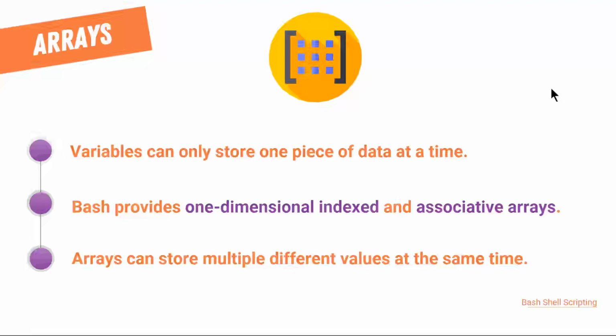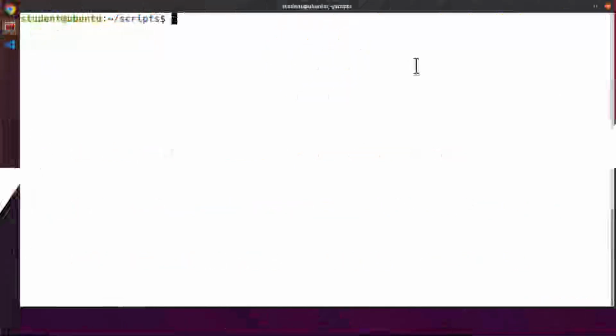Think of an array as a variable that stores multiple values within it. Arrays are useful for storing related data together. Let's see how to create an array. Bash arrays can be initialized in different ways.